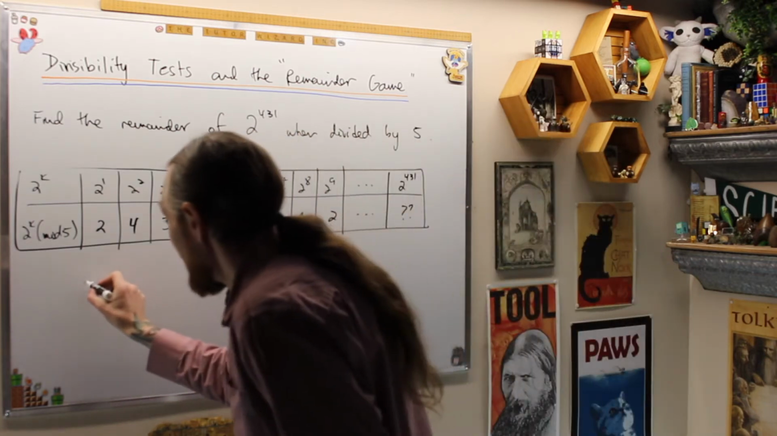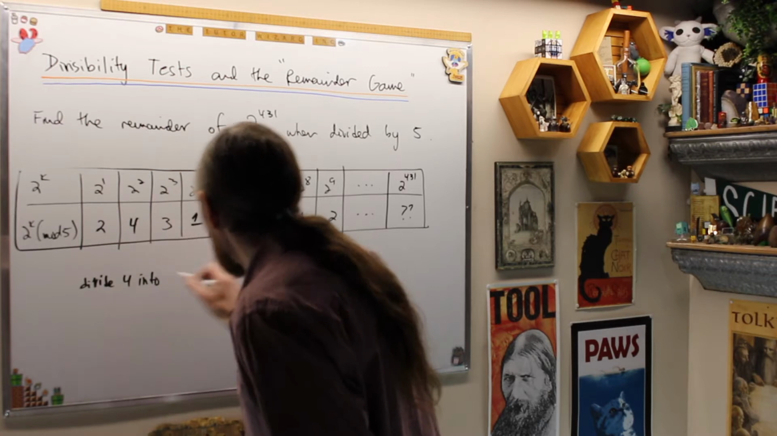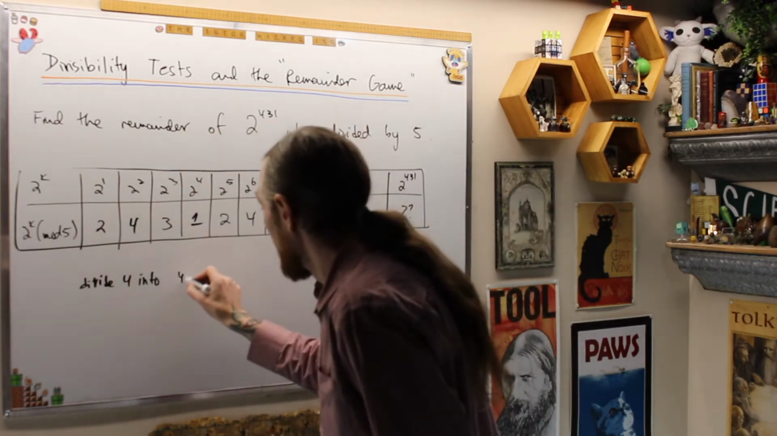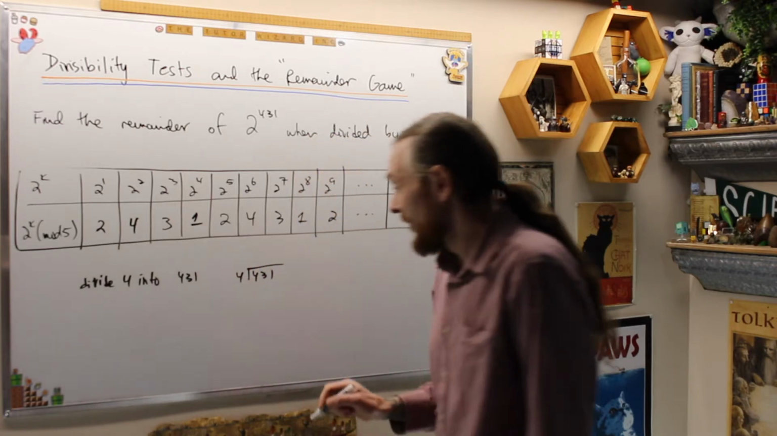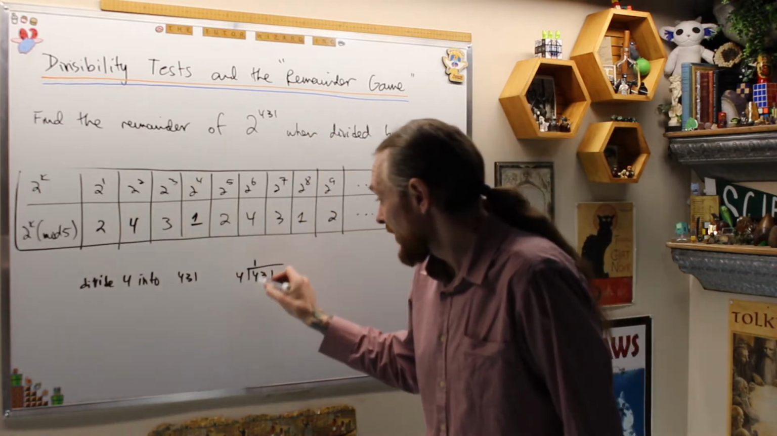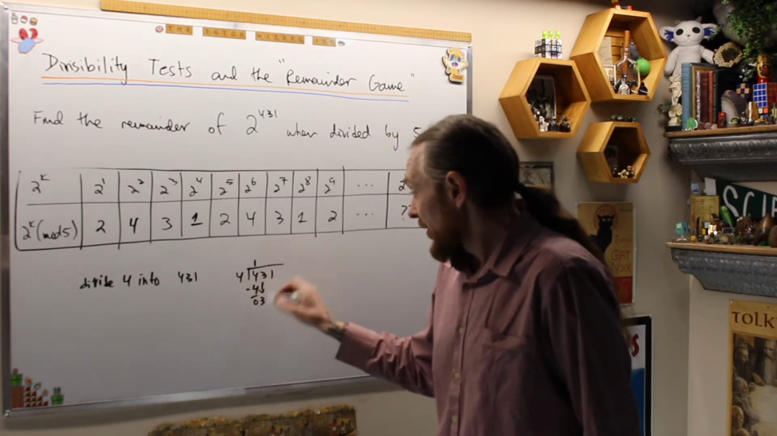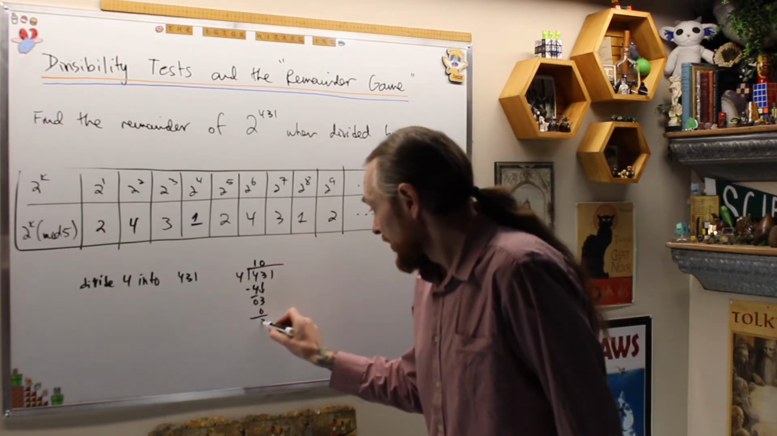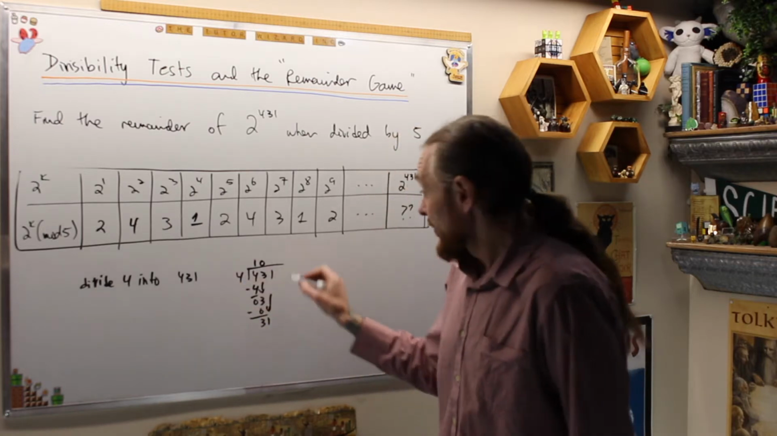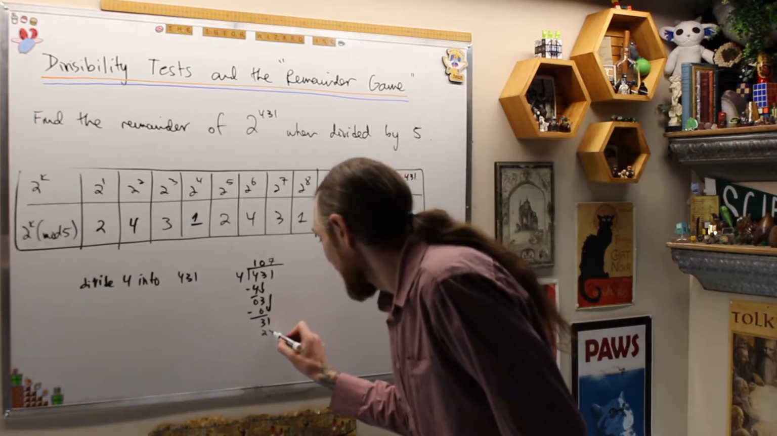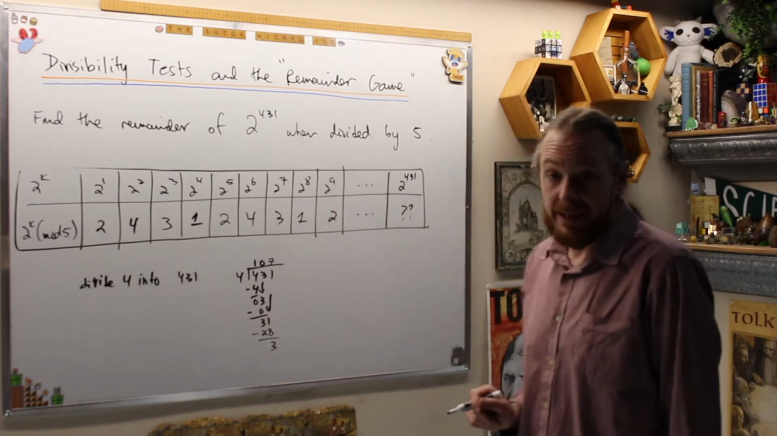What we're going to do is divide 4 into our exponent, 431. So I have 431, and I'm going to divide 4 in there. 4 goes into 4 once. I get 4, I subtract, I get 0. I bring down the 3. 4 goes into 3 no times. I get 0, I subtract, I get 3. Bring down the 1: 31. 4 goes into 31 how many times? 7, which gives me 28. Subtract, and we get 3. So we get a remainder of 3.